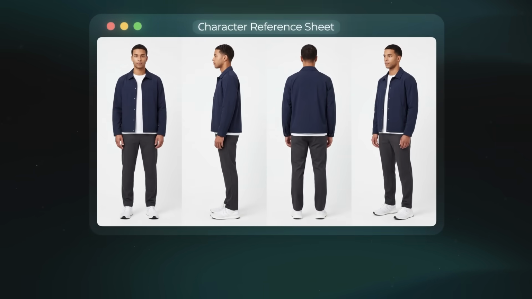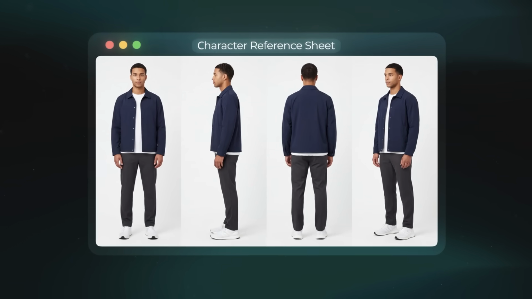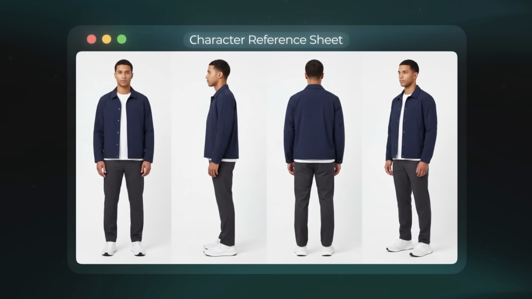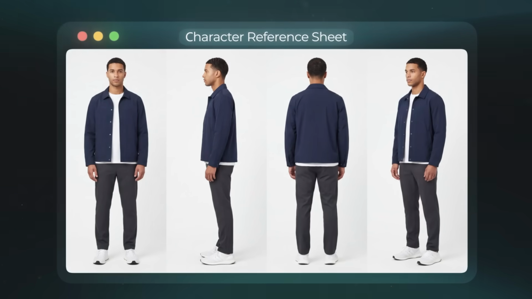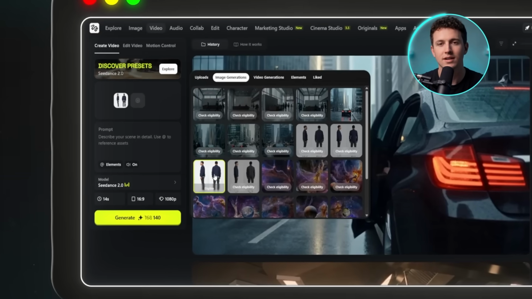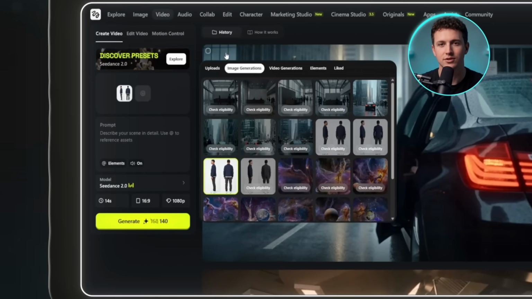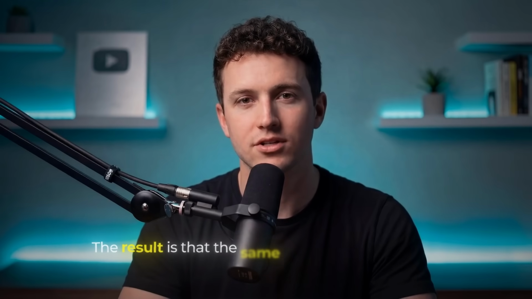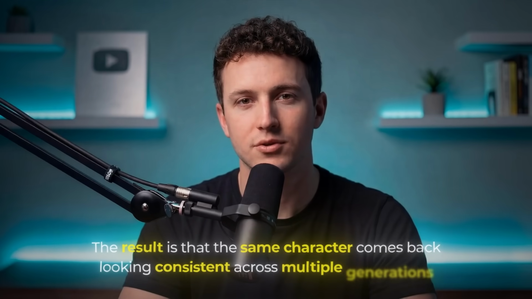It is one of the most useful assets you can build before you start any project with a human character in it. A character reference sheet is a single image that shows your character from 4 angles at the same time: front view, side view, back view, and a 3/4 view, all in one image. When you upload this into Seedance, the model gets a complete picture of what the character looks like from every direction, so it's not working from one angle and making assumptions about the rest. The result is that the same character comes back looking consistent across multiple generations.